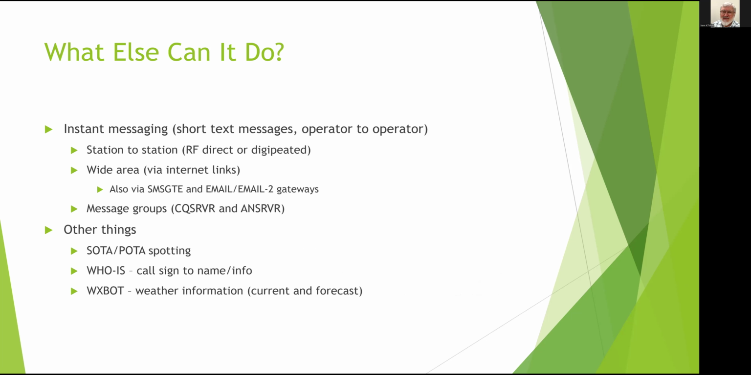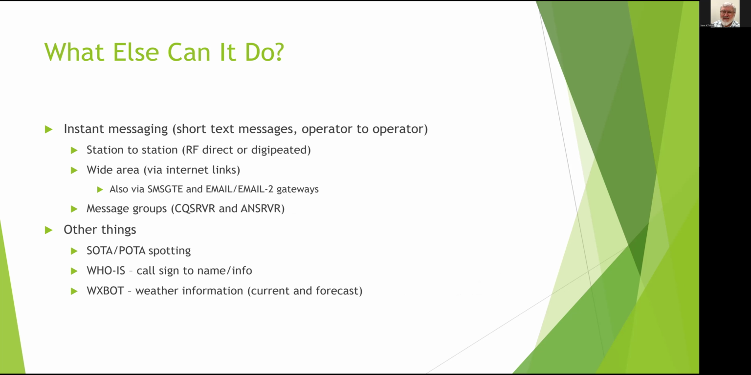What else can it do? It can do a lot of things, okay? You can do instant messaging. You know how you do text messaging with your phone? You can do text messaging on APRS without the internet. So I can send a message to somebody, assuming the radio is on. Whether they're looking at the radio or not, they can come back and read that message later. We'll do this in the demo.